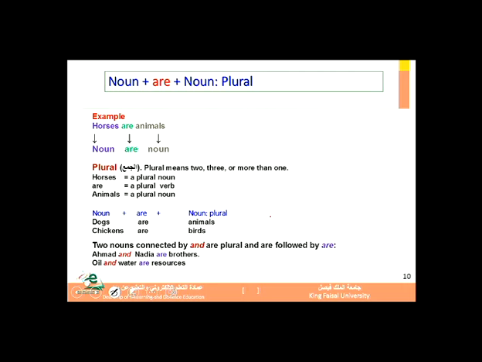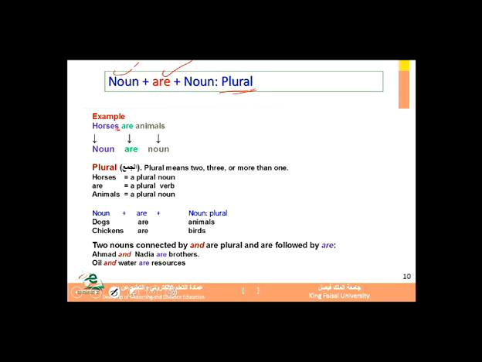Now this is a structure similar to the one we have talked about, where you have a noun, then the verb to be, then another noun, but those nouns are now in the plural. So we have a plural rather than a singular noun. The examples that we have: horses are animals. Look, horses, a noun which is in the plural. If it is in the plural, use are, don't use is. So this is a noun, this is one form of verb to be, and this is another noun.